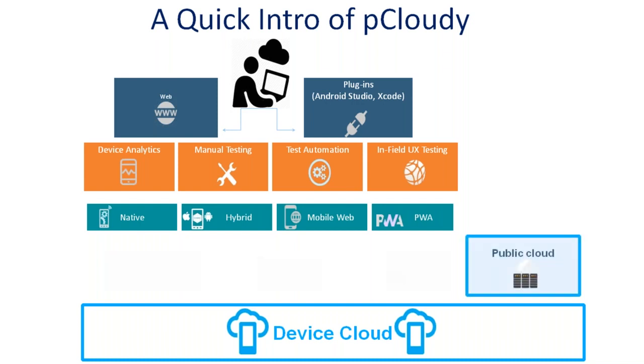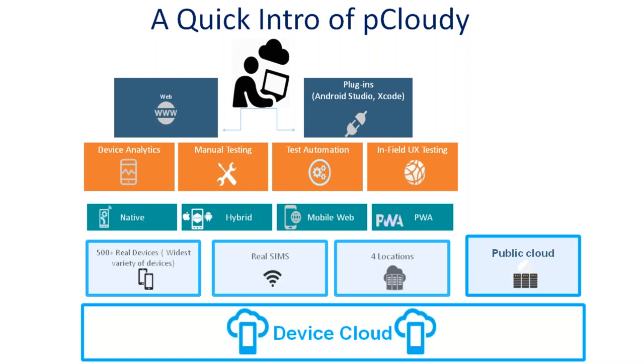We have three offerings at pCloudy. The first one is the public cloud, which has 500 plus real devices. We have 500 plus real devices spread across 4 different locations, and we also have real operator SIMs in those devices. So you have the liberty to test your application on either Wi-Fi or real operators from different geographies like India, US, Philippines, and Australia.